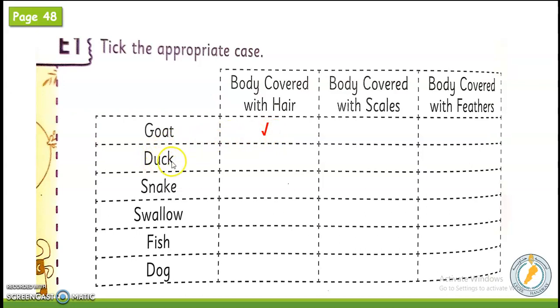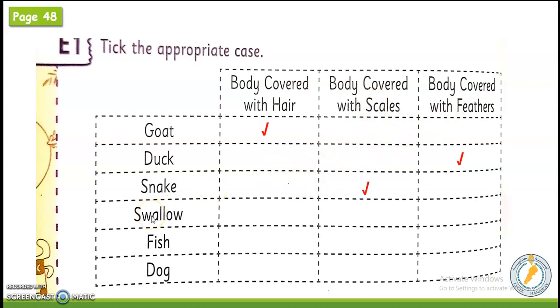You know the duck? It's a kind of bird. Is it covered with hair, scales, or feathers? The duck is covered with feathers. And now we have the snake. Is it covered with hair, scales, or feathers? The snake's body is covered with scales.